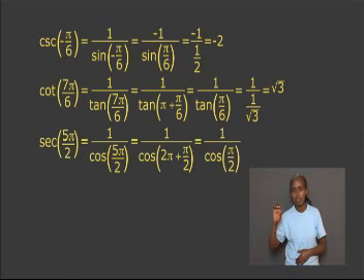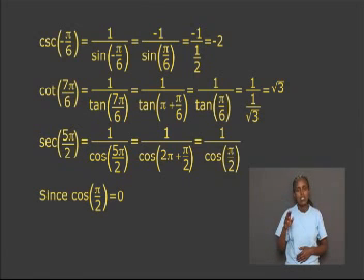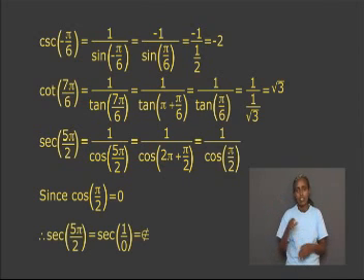The secant of 5 pi over 2 is equal to 1 over the cosine of 5 pi over 2. This is equal to 1 over the cosine of 2 pi plus pi over 2, or just the cosine of pi over 2. Since the cosine of pi over 2 is 0, the secant of 5 pi over 2 must be undefined.